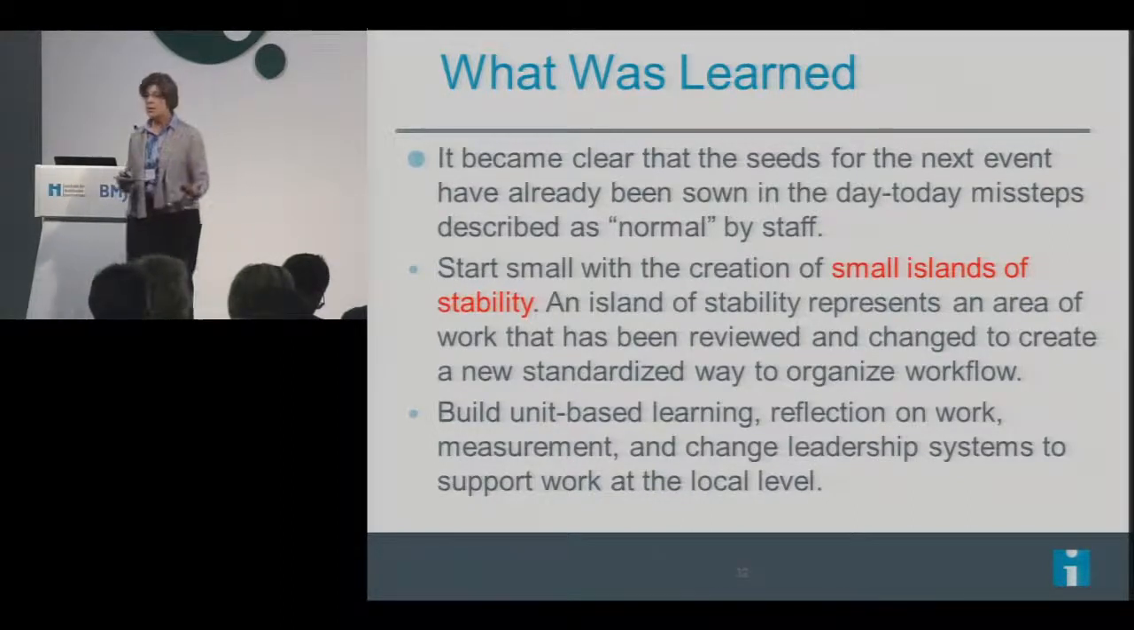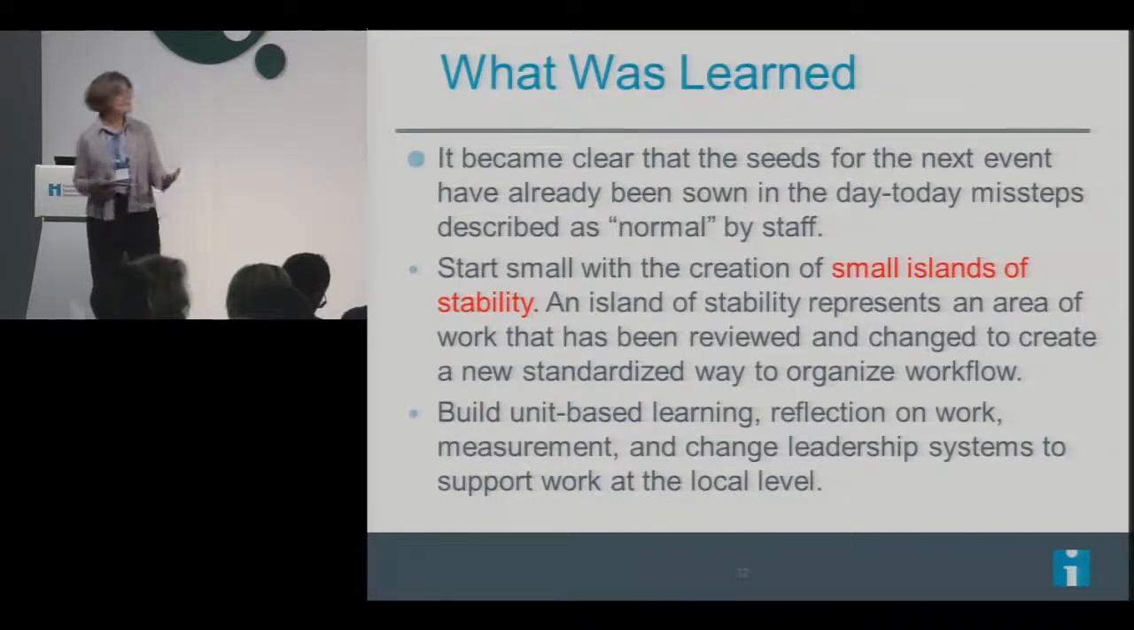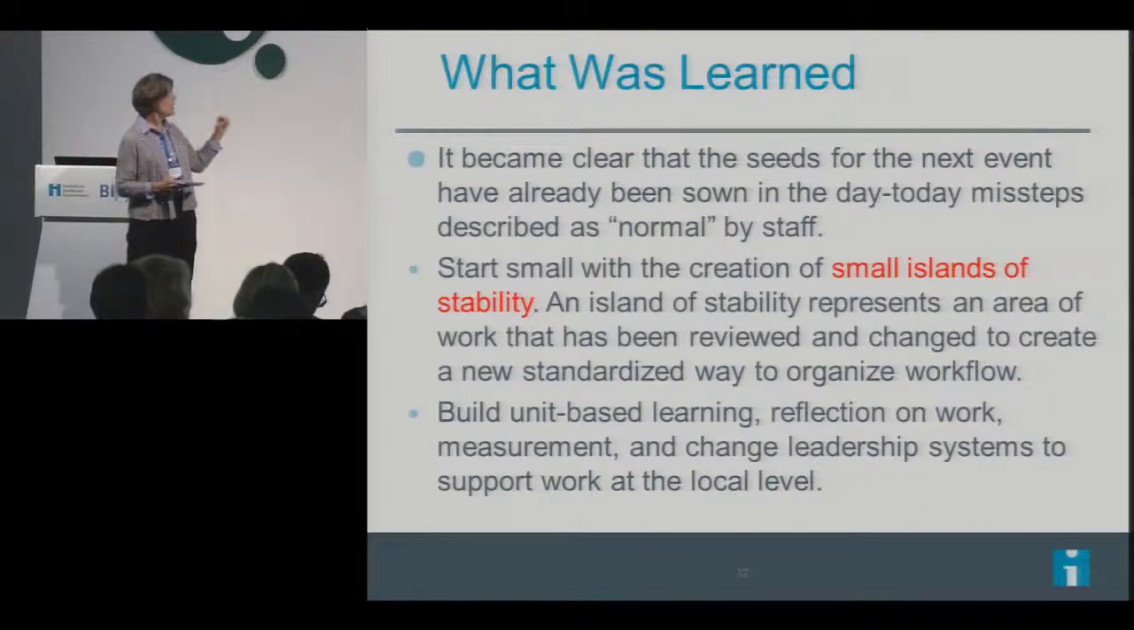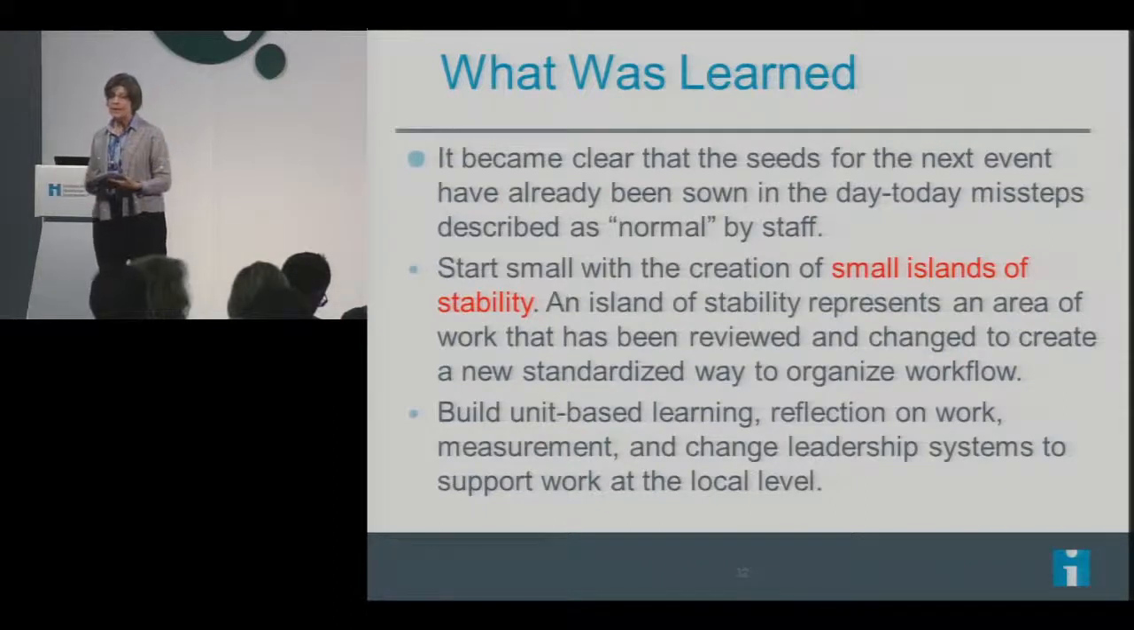It happens all the time. This is what we do. This is how my day goes. And what we really want to try to do is help them create small islands of stability so that they can take charge of their unit and begin to eliminate these defects completely and get them out of their way and get about the business of work.